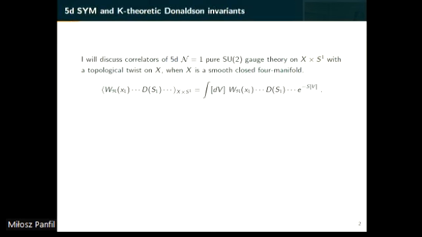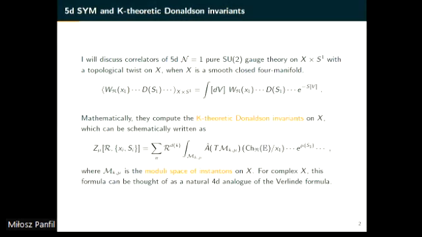So what I'm going to talk about today is a large class of correlators of 5D N=1 gauge theory. For concreteness, I will focus on pure SU(2) gauge theories defined on a five-manifold of type X times S1, where X is a smooth closed four-manifold. Okay, and I'm going to perform a topological twist on this four-manifold X. And the correlator is defined as usual in terms of the infinite dimensional path integral, possibly with insertions of various operators. For example, you can insert Wilson loop operators that wrap S1 and sit at a point on X. And you could also consider some higher dimensional operators that also wrap S1 and are topological in X.